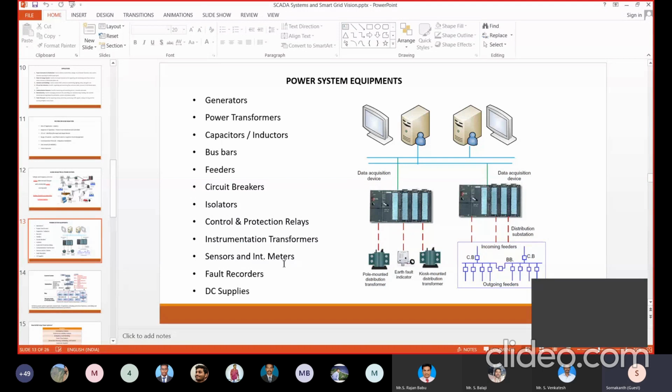Then the fault recorders, different types of fault recorders are available, like digital fault recorders. Then the DC supplies, which is the batteries, which is the main thing. This supplies the control and protection relays and is also used as a backup.